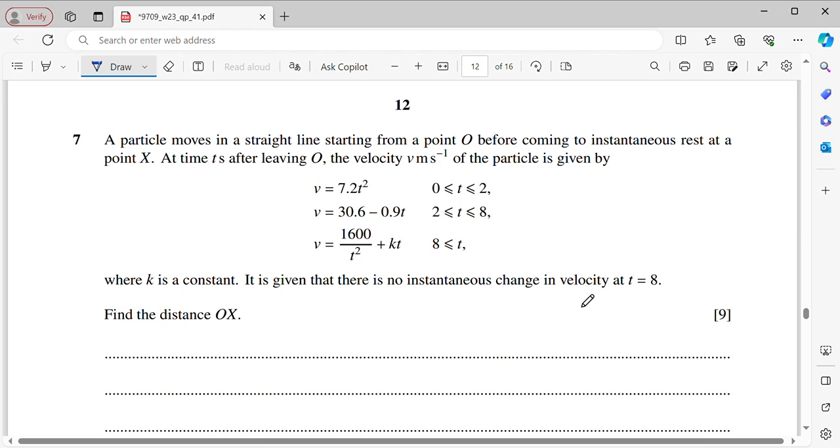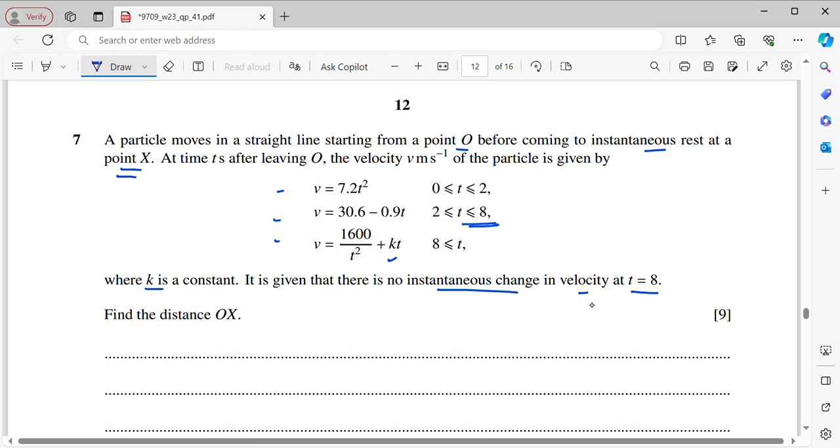Now for question 7, a particle moves in a straight line starting from point O before coming to instantaneous rest at point X. At time t seconds after leaving O, given these three different velocities, where k is a constant, it's given that there is no instantaneous change in velocity at time t equals 8. Find the distance OX. First of all, we need to find what k is.